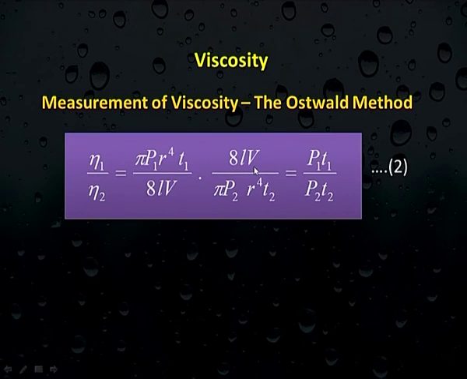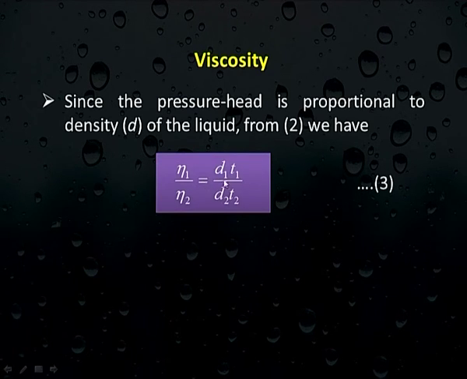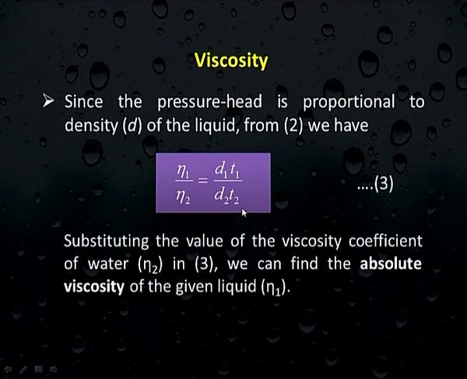We will divide these two and finally get P1 T1 upon P2 T2. The rest will be cancelled. Since the pressure head is proportional to the density of the liquid, this equation finally becomes d1 T1 upon d2 T2. Substituting the value of the viscosity coefficient of water, eta 2, here, we can find the absolute viscosity of a liquid, eta 1. Now, this is the Ostwald viscometer.